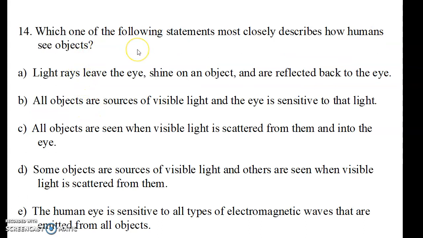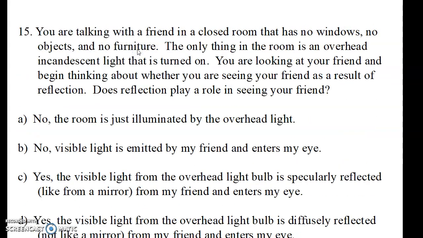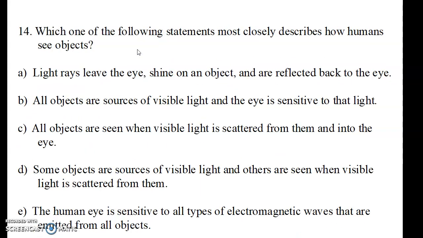Which one of the following statements most closely describes how humans see objects? And that is, some objects are sources of visible light, others are seen when visible light scatters from them. That's how we see them. Okay?